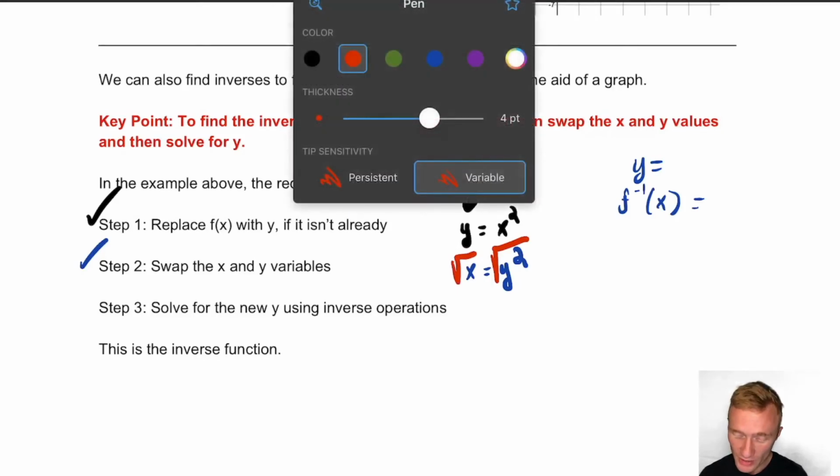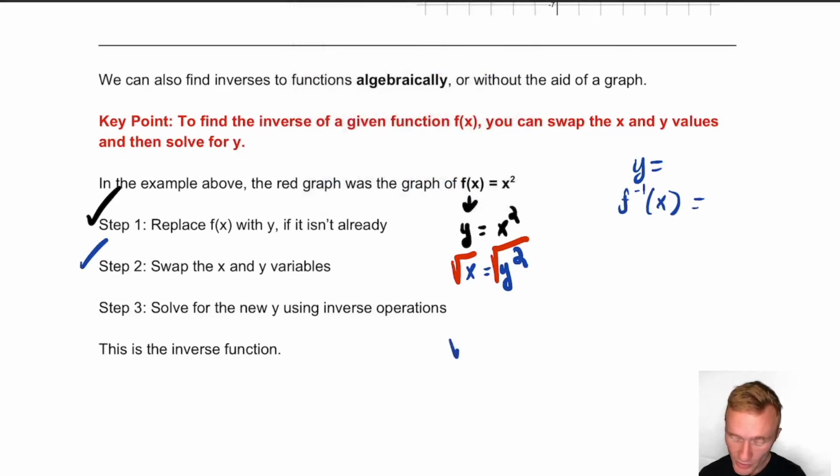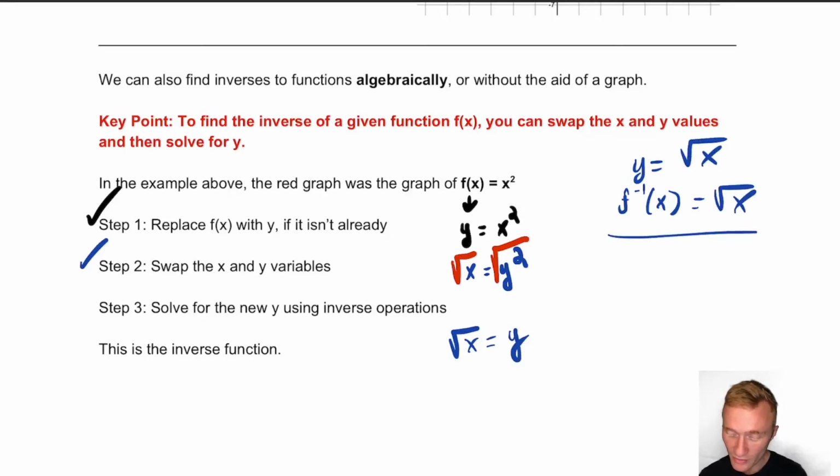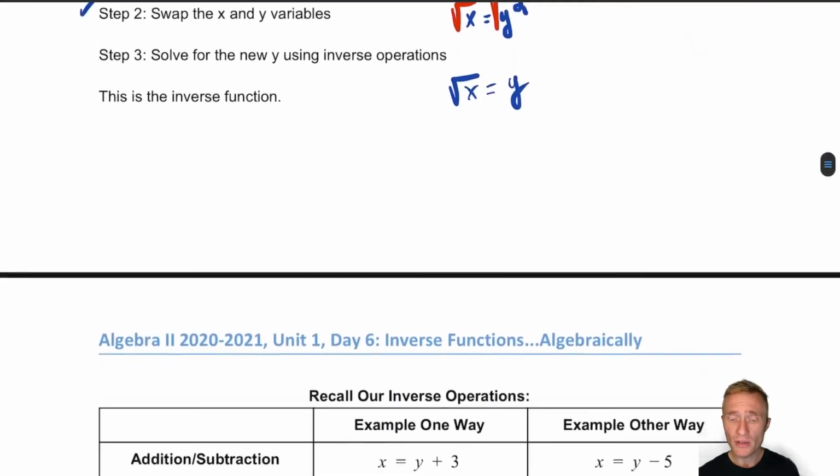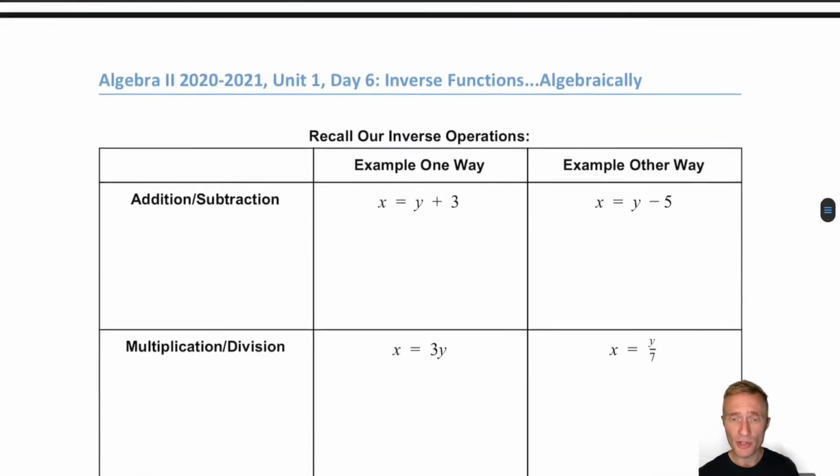So our final answer here, we would have the square root of x equals y, or y equals the square root of x, or final answer, the inverse of y equals x squared is the square root of x. I'm going to show you a few examples here and then send you on your own to practice some of these on Delta Math. We're going to start with just a reminder of our classic inverse operations, right?